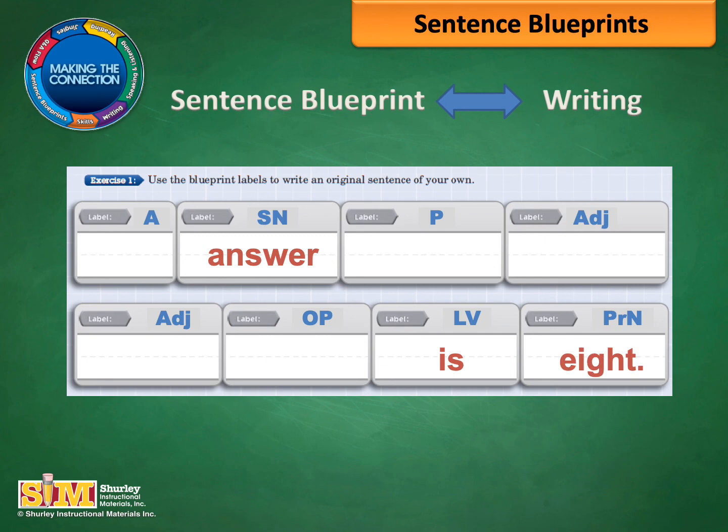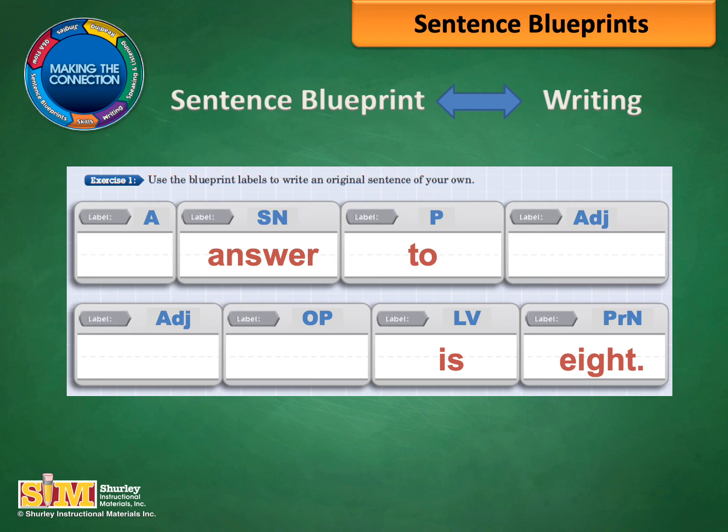Next, the student must determine their predicate noun. They know the predicate noun must mean the same thing as the subject noun. They ask the question, answer is what? And this student chose the word 8. Students also know to continue using the Q&A flow to verify everything. So they ask, does 8 mean the same thing as answer? Yes. 8, predicate noun. Is, linking verb.